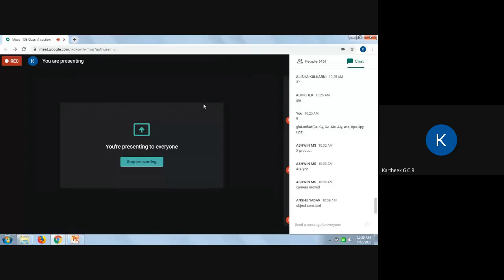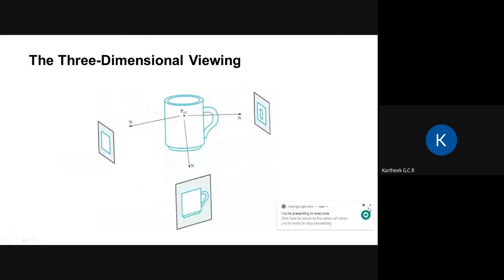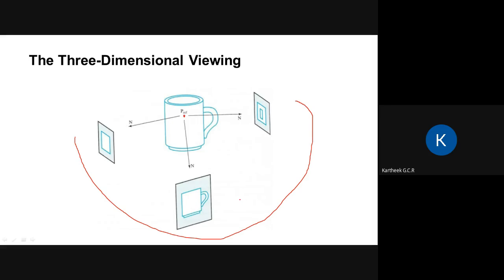Object constant. Yeah, so basically you are keeping the at position constant and you are changing the camera position using a matrix called viewer, right? Viewer of 0, viewer of 1 and viewer of 2. So you are changing the position of the camera, and this P reference is being constant and you are moving your camera and trying to visualize this object from different angles. That is what you have done.